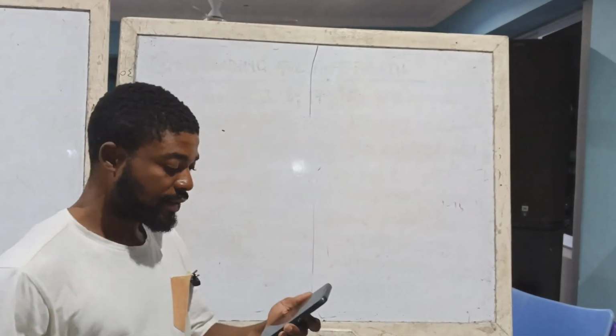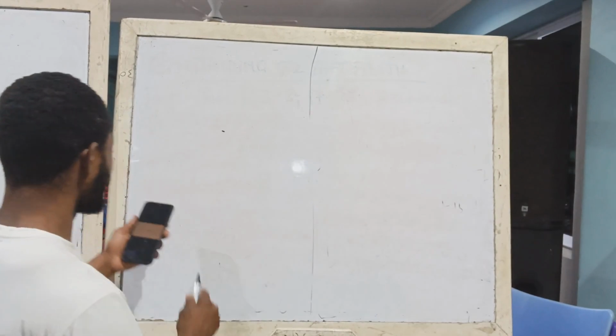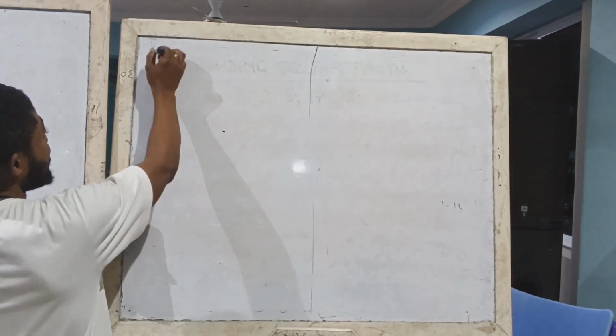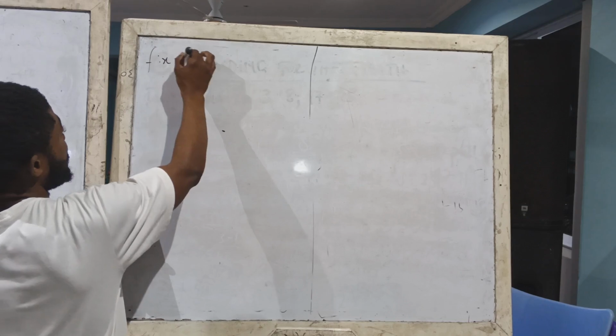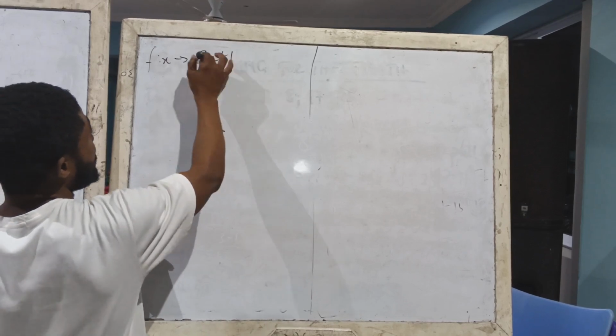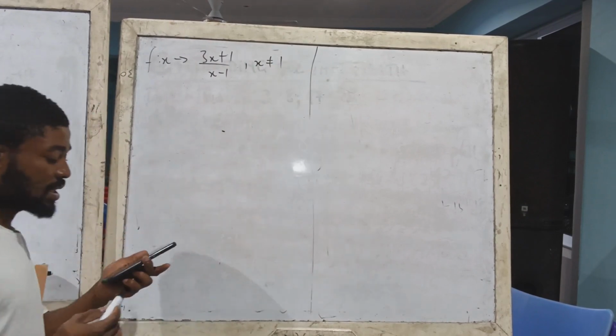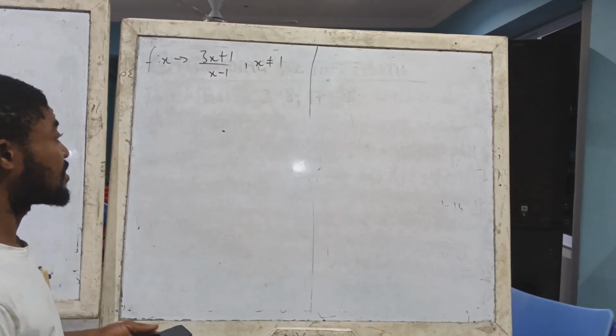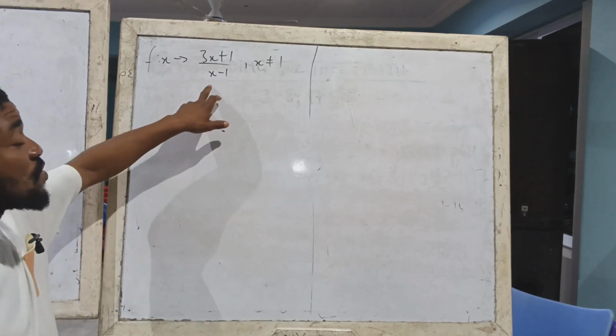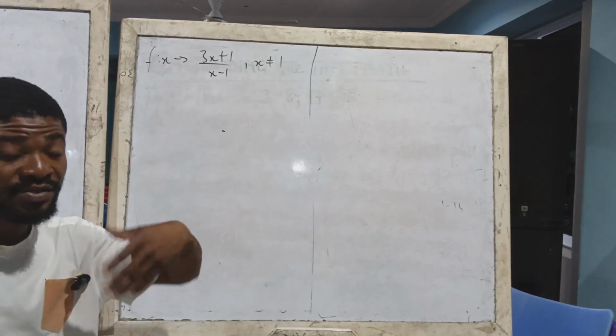Alright, so we're looking at the first question, which says a function f of x is defined as 3x plus 1 all over x minus 1, where x should not be equal to 1. Now, the reason why they say x should not be equal to 1 is that when x is equal to 1, you get your denominator to be 0.